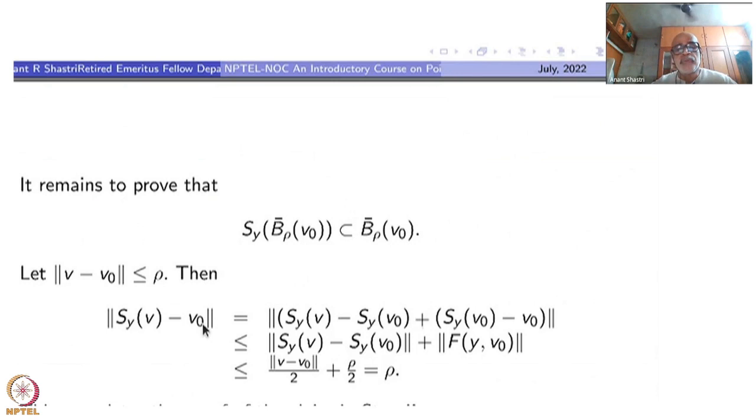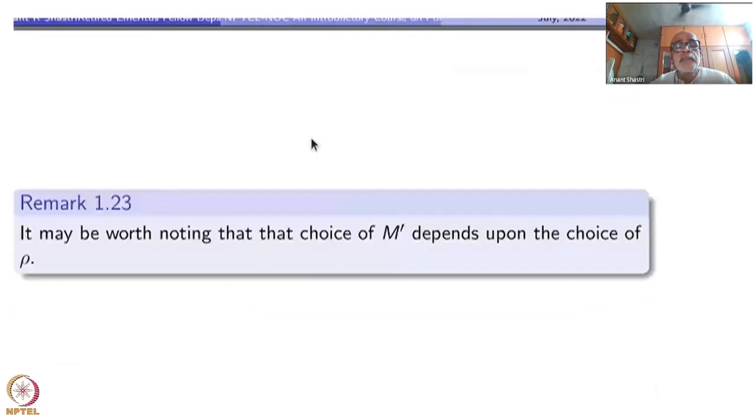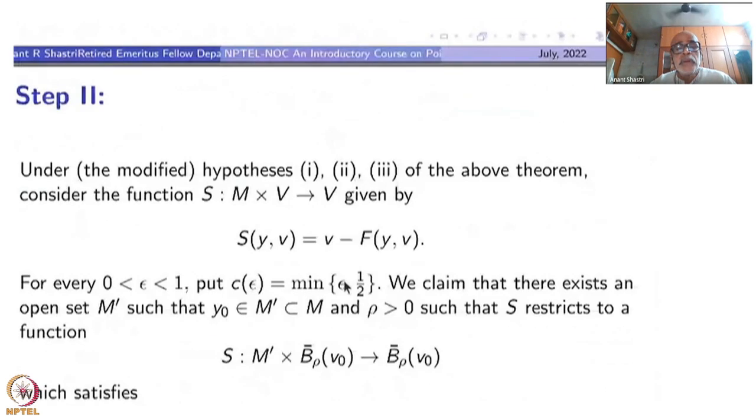So I am looking at the norm of this one. Now here you add and subtract S_y of v naught. So S_y of v minus S_y of v naught, plus this is F of y, v naught. Look at this definition. F is S_y. Minus this one, this is minus of minus, that's plus. The norm when you take, they are the same. F of y, v naught is this. We bring this one on this side, so v minus this one.